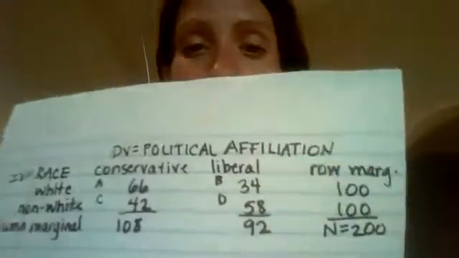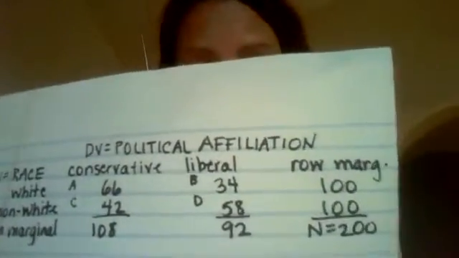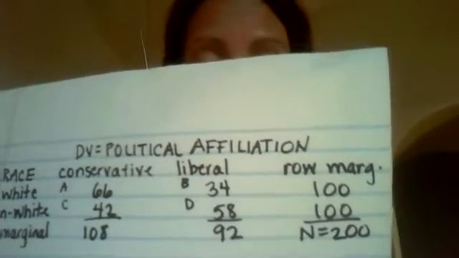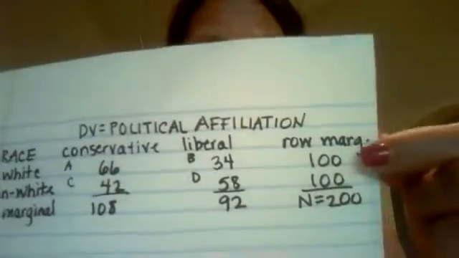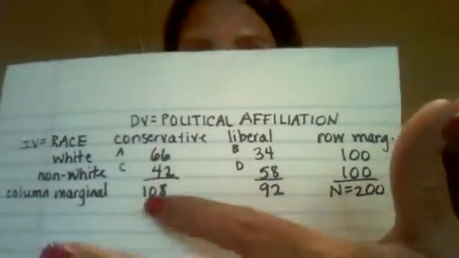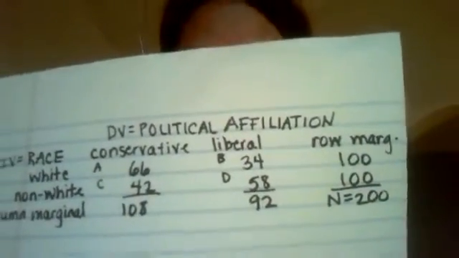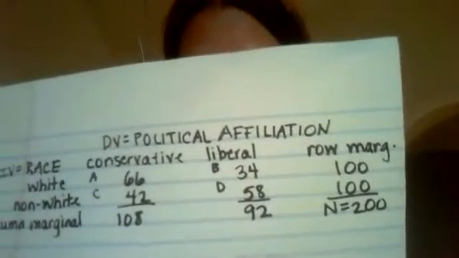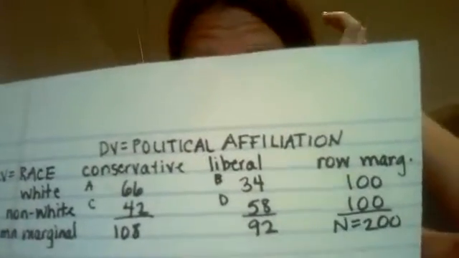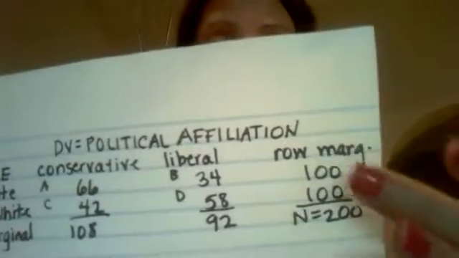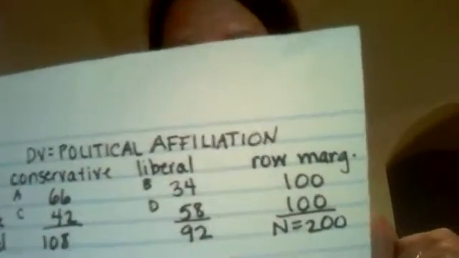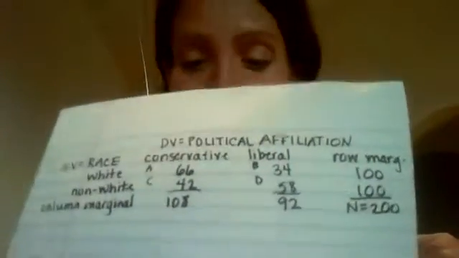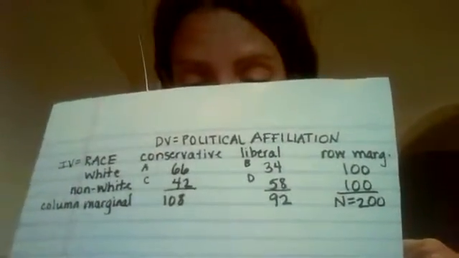The observed is 34. Cell C is the same as cell A: the row marginal times the column marginal, 100 times 108 divided by the sample size, which is 200. Again, that's 54. And then cell D is the same as cell B, because I have the same number of whites and non-whites. So 100 times 92 divided by 200 is, again, 46.